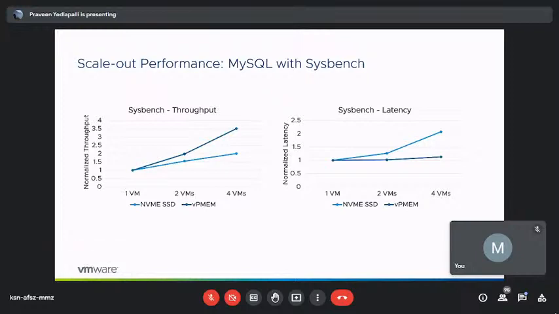In many applications, that's not acceptable. For the same test, when I run on PMM, the latency is the same. Even if I run 1 VM or 4 VMs, it's only increasing slightly. From 1, it changed to 1.2. It's not becoming double like in the SSD case. So a 20% increase is generally acceptable, but double is generally not acceptable in any big application. So that's how PMM can help in your scale out scenario.